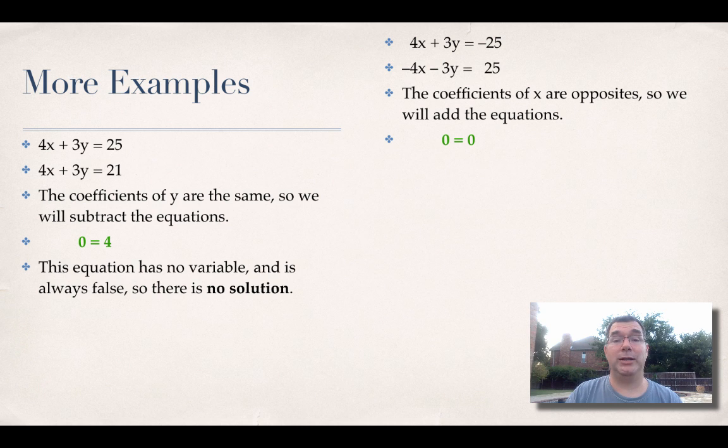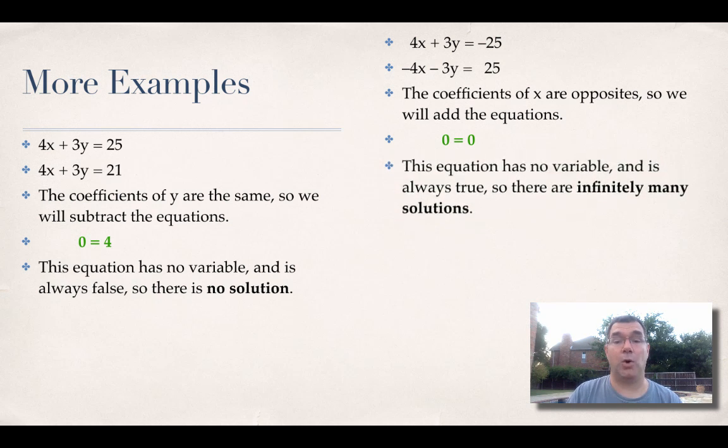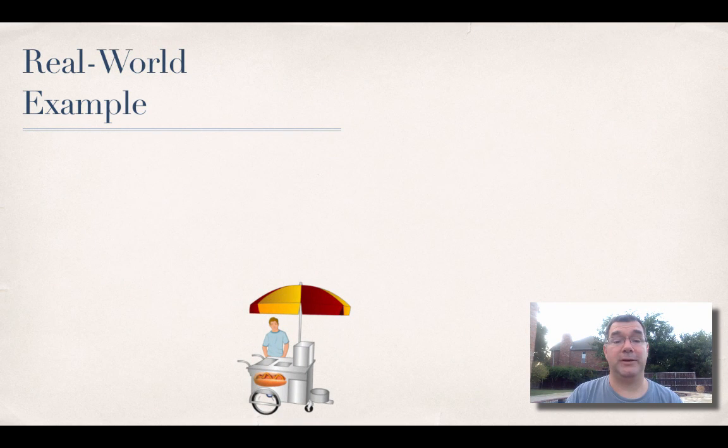Again, there's no variable in this equation, but 0 is always equal to 0. This statement is always true. So what that means is there's infinitely many solutions. Any x and y that's a solution to the first equation is also a solution to the second equation. Okay, so there's infinitely many solutions. Let's look at a real-world example.